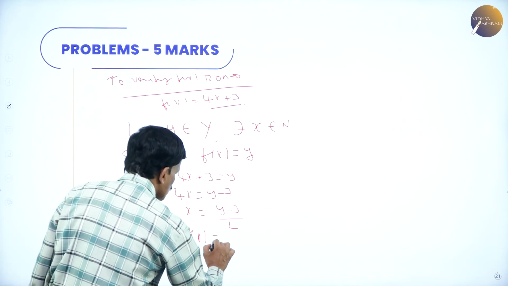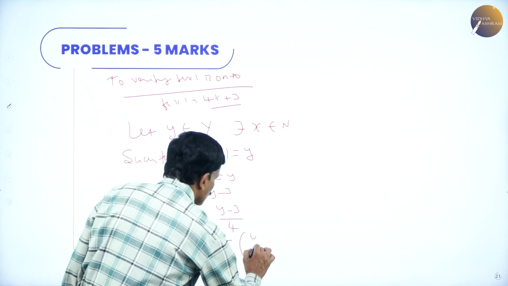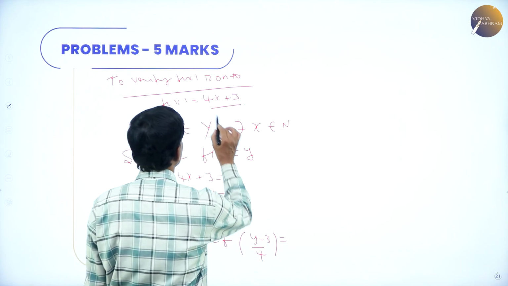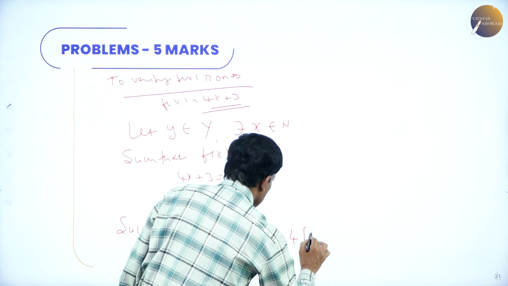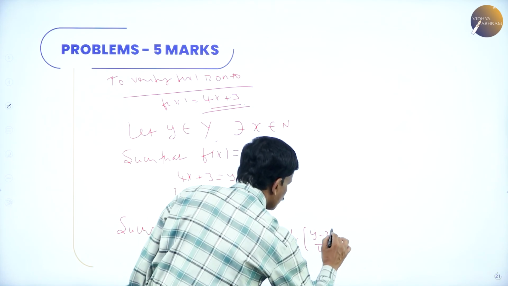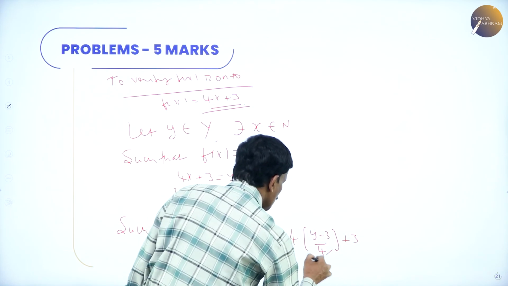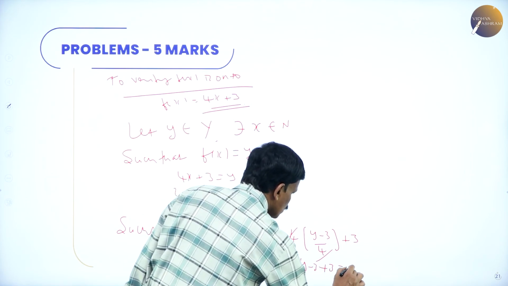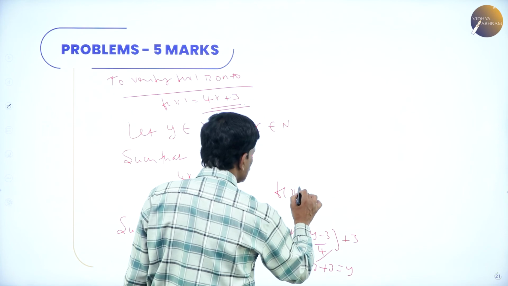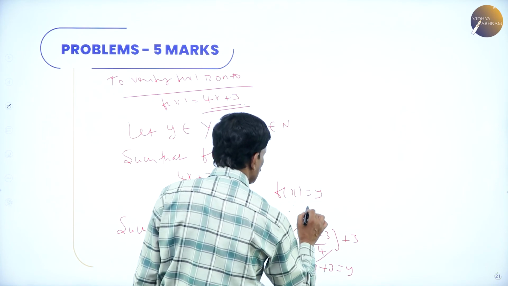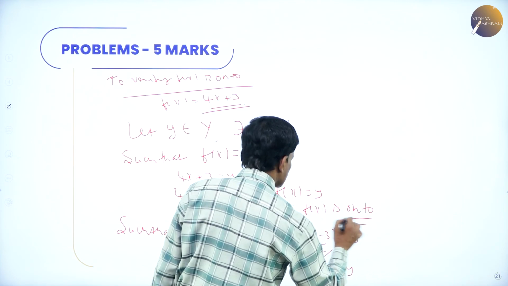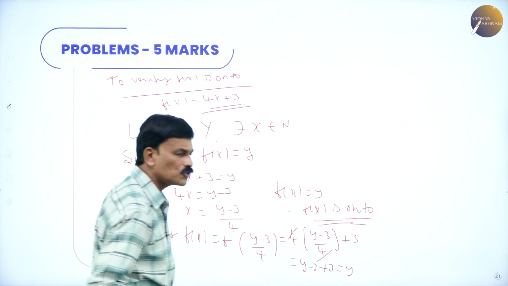f of x is equal to f of y minus 3 by 4 can be written as, what is f of x? 4 into x, that is y minus 3 by 4, plus 3. This gets cancelled. This is equal to y minus 3 plus 3, which is equal to y. So such that f of x is equal to y. Therefore f of x is an onto function. That's it.